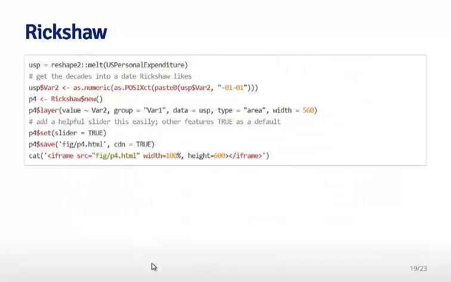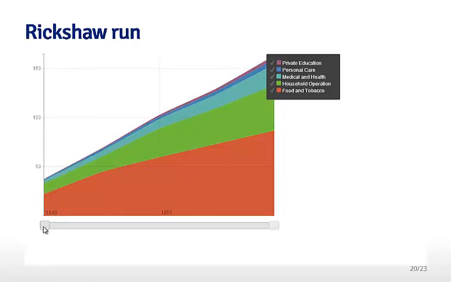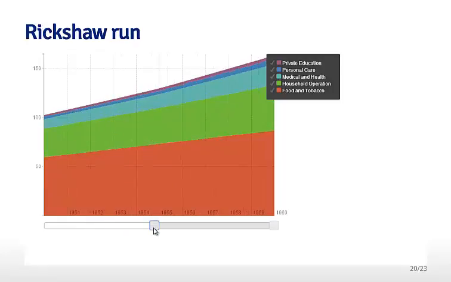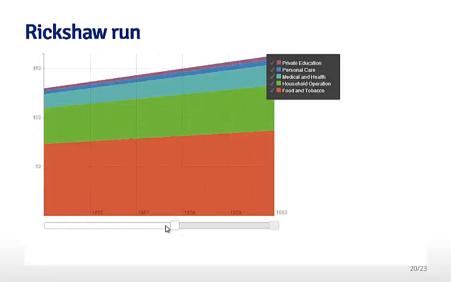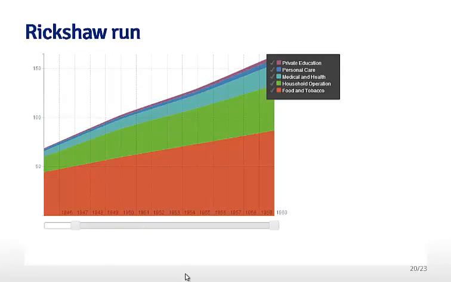Rickshaw is another one that he shows. You can go through the code, but you can get things like this. It has a nice little bit of interactive graphics you can get, and then it has a slider, right? So you can slide over time and see how these continuous bar charts change over time. That's kind of nice.